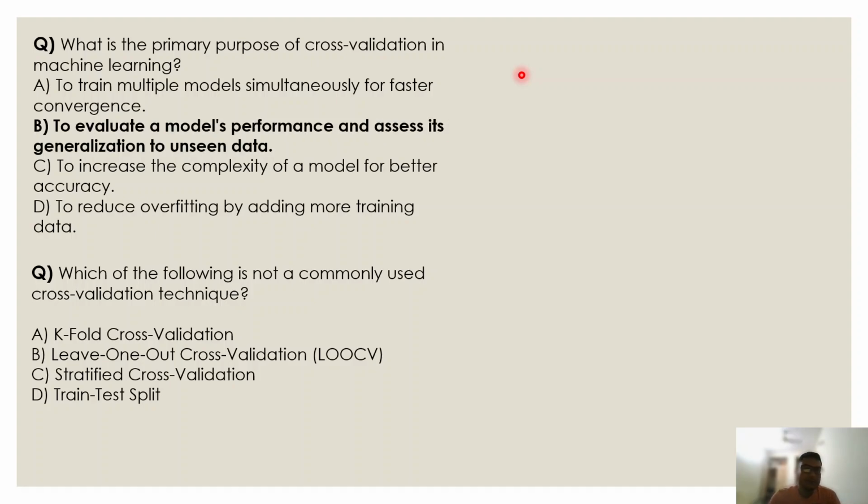So the correct option is B. The main aim is not to train multiple models simultaneously for faster convergence. The aim is to evaluate the model performance and assess its generalization on unseen data. That's the main purpose, and with that you will also get your hyperparameter. So that is the main objective of cross validation. Whenever you are training your model, a neural network or something, one epoch will run. It will train your model, and then it will validate your model on that particular validation data.